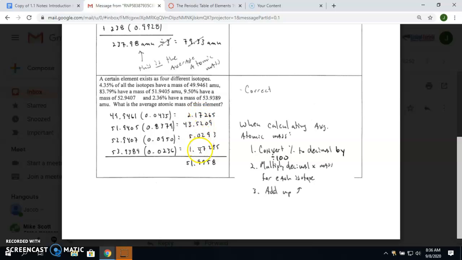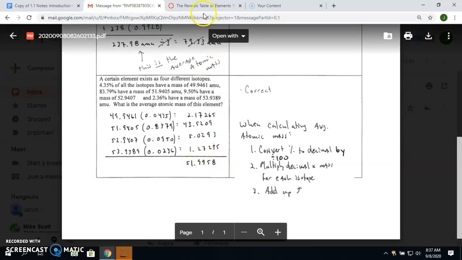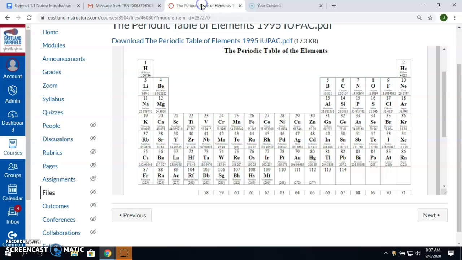And then we add up the products of those calculations, and it adds up to 51.9958. Now you have to be a little bit flexible when you do this calculation because different periodic tables will have slightly different masses. So take a look. This is our calculation right here, and we might ask the question, what element are we talking about? We want to find the element whose average mass is closest to 51.9958.